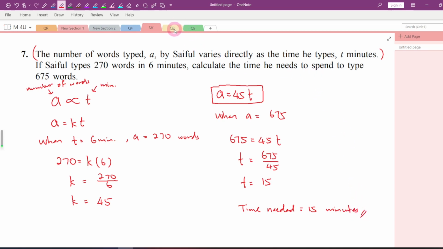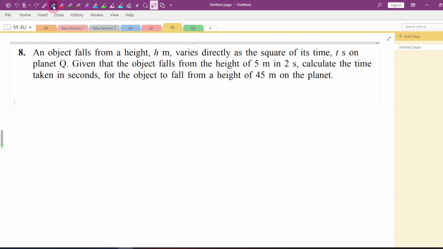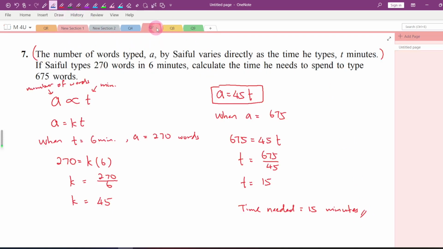Now let's go to question number 8. Oh, sorry, I forgot to show you the second method. Let me erase this one first.